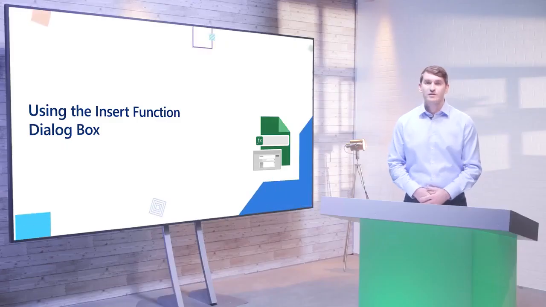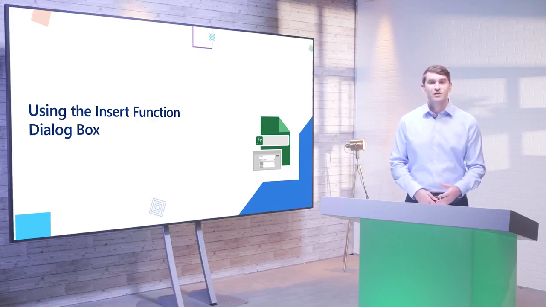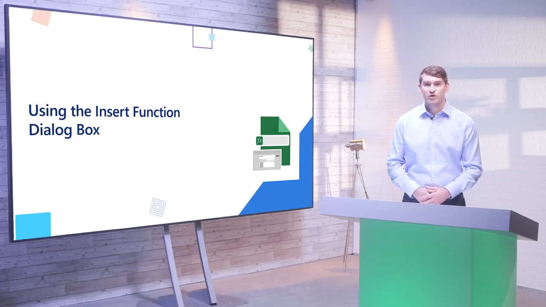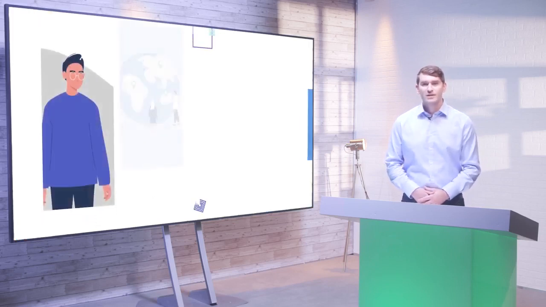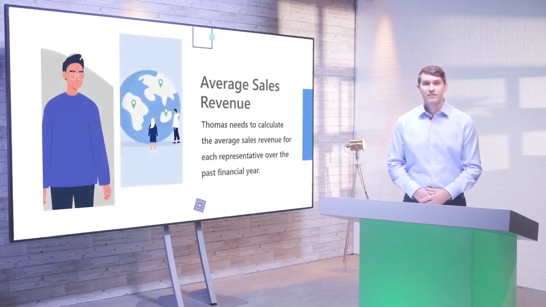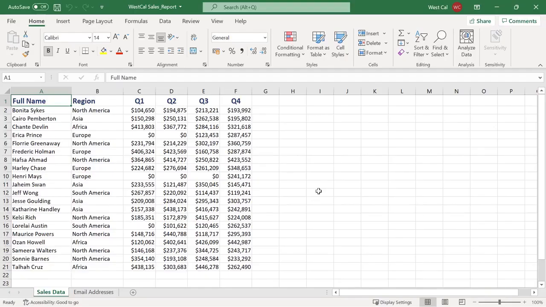So far, you have used the sum function, which is quite easy to remember. Now let's try out the Insert Function dialog box to create functions. Thomas from Westcal Publishing needs to calculate the average amount of sales revenue made by each representative of the sales team over the past 4 quarters of the financial year. You could use functions to achieve this. Let's have a look at how to do this. Open the Westcal Publishing Sales Report document.